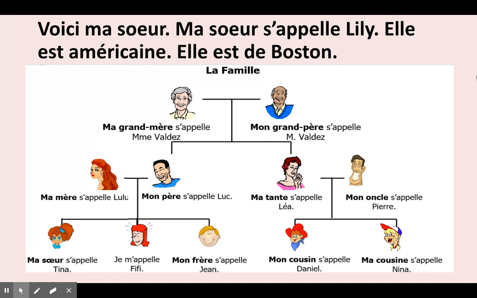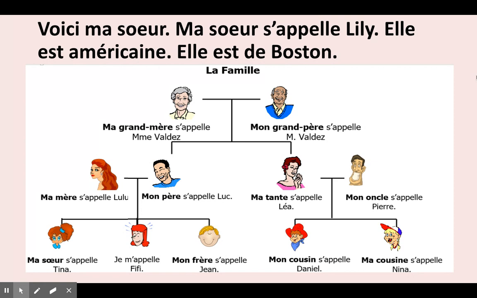So next to you, you have your brother and your sister. And now for this purpose, when we're talking about family trees, you just have a brother and a sister. You don't have to have a lot of brothers or a lot of sisters. It's just a brother and a sister, right? So we have Je m'appelle Fifi. My name is Fifi. Ma sœur s'appelle Tina. My sister's name is Tina. Mon frère s'appelle Jean. My brother's name is John.